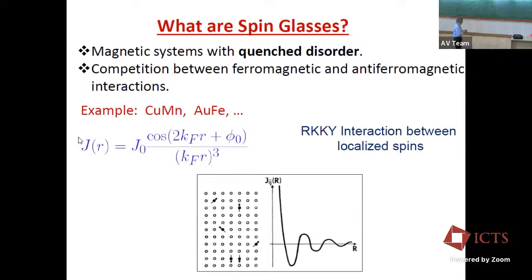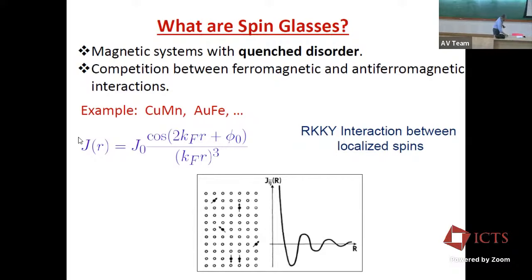And that kind of disorder is also a quench disorder, because we are looking at vacancies which are fixed in a given sample and don't change as a function of time. But that kind of interaction does not lead to what we call spin glasses, because there is no competition between ferromagnetic and antiferromagnetic ordering. So this is the kind of system that we'll be looking at.